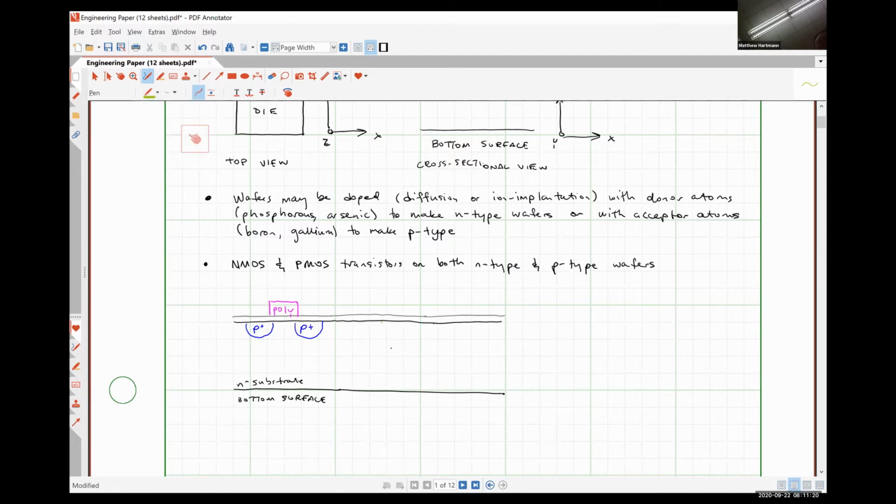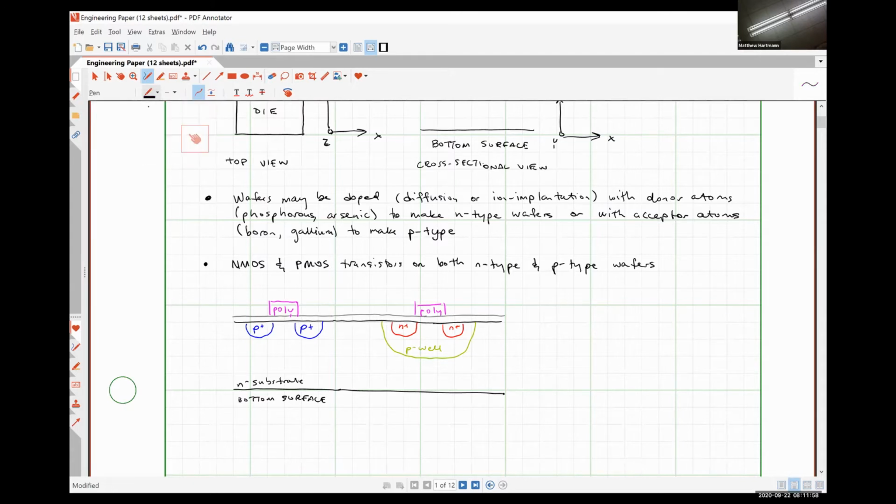To create an NPN transistor, what we have to do is create a P well inside. So over here, we could create a P well, and then we could have an N implant, another N implant, and here is our polysilicon gate. What the P-well does is serve as a local substrate for that NPN transistor.